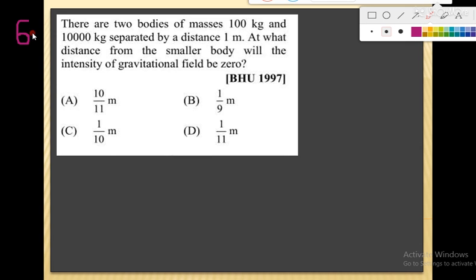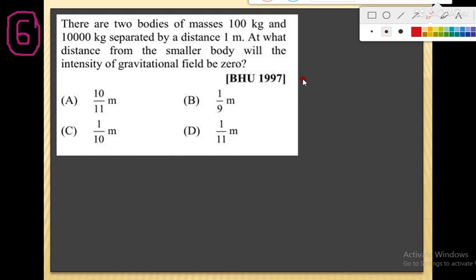Pause the video and try this one. बच्चे pause the video and try this one. Try at your own end, because these type of questions we have done in the class also. We have done this question, these type of questions. So let's discuss this one.